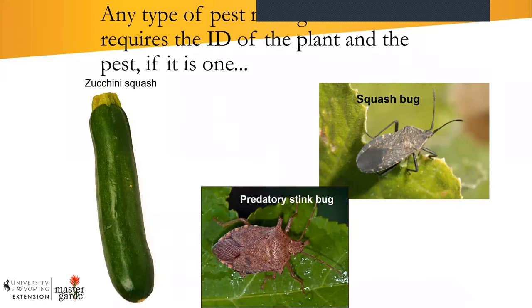So really the goal of this was just to familiarize you with insects that you might encounter and the importance of identification, because it's the first step for integrated pest management. So say if you're out in your garden, you've got your zucchini there and you see one is a squash bug and one is a predatory stink bug, before you reach for a can of Raid, you want to make sure that you have a pest and not a beneficial. So that's the goal of tonight.